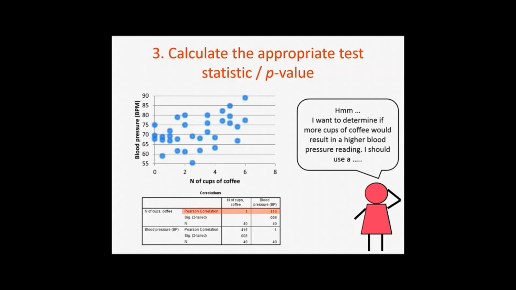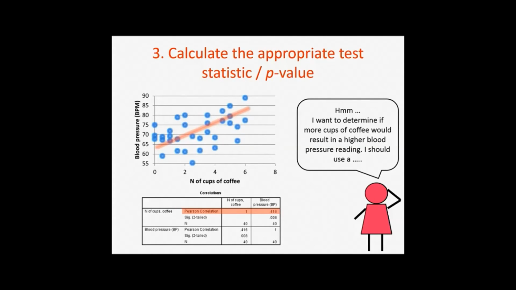The test statistic for the correlation between these two variables is given by the R value, or the correlation coefficient. Here, R is equal to 0.416. This tells us that the relationship between number of cups of coffee and blood pressure has a weak positive linear correlation. Remember that the value for R can range from 0 to 1 for positive correlations and from -1 to 0 for negative correlations. The closer the value is to 1 or -1, the stronger the relationship.